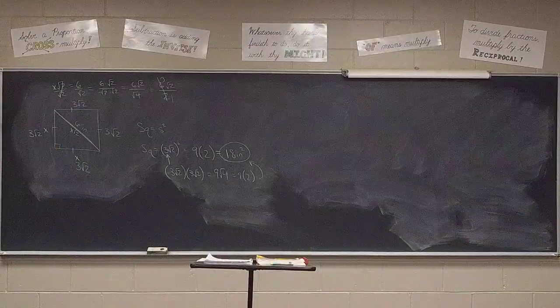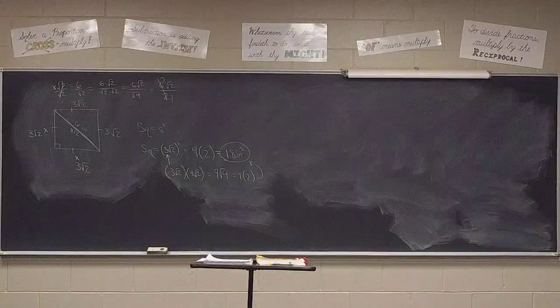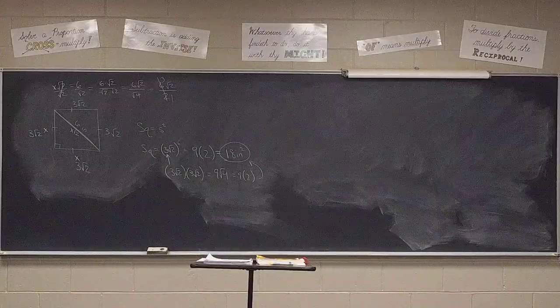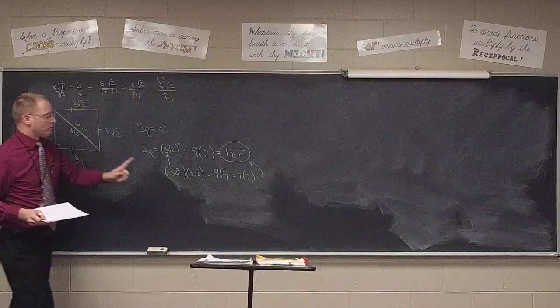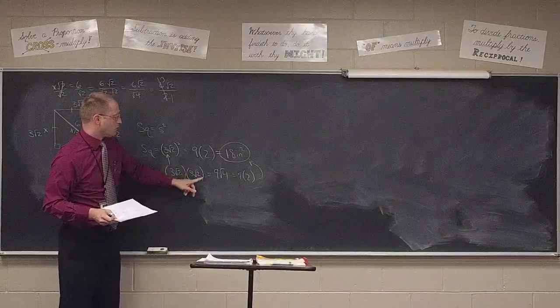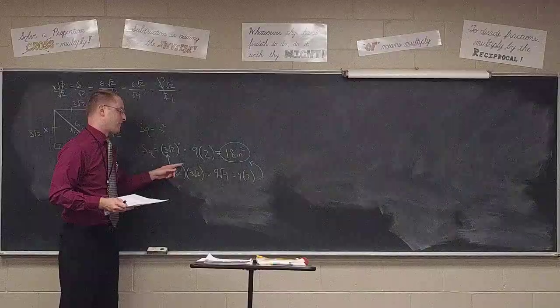Anyone do it a different way than this? There is another way to do it. I got 9 times the 4th root of 2. Okay, remember, when you multiply radicals together, you multiply the radicands, but not the indices.